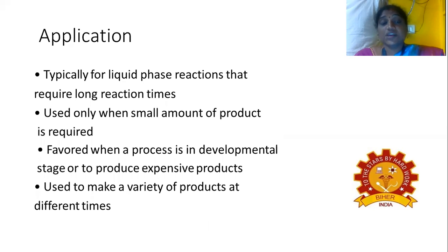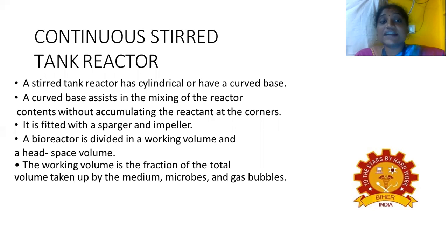Some of the applications of these batch reactors: it is used typically for liquid phase reactions that require long reaction times, and it is used only when a small amount of product is required. It is favored when a process is in the developmental stage or to produce expensive products, and it is used to make a variety of products at different times. Then comes the continuous stirred tank reactor. A stirred tank reactor has a cylindrical shape or a curved base.